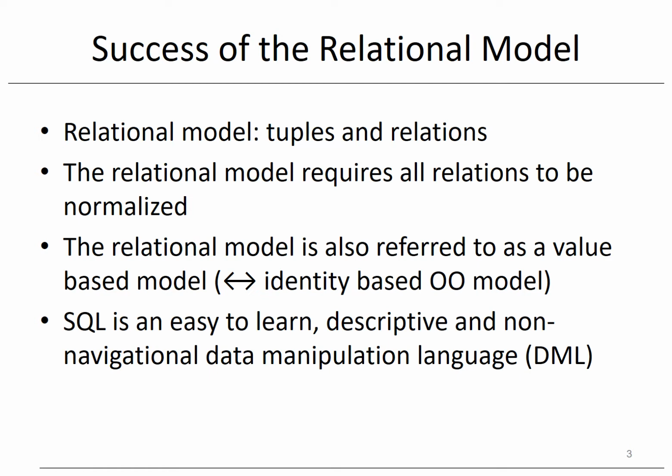The relational model requires all relations to be normalized. Consequently, data about entities can be fragmented across multiple relations, which are connected using primary foreign key relationships. Since these are based on actual observable data values, the relational model is also referred to as a value-based model, as opposed to the object-oriented model, which is an identity-based model where references are made using unobservable object identifiers.